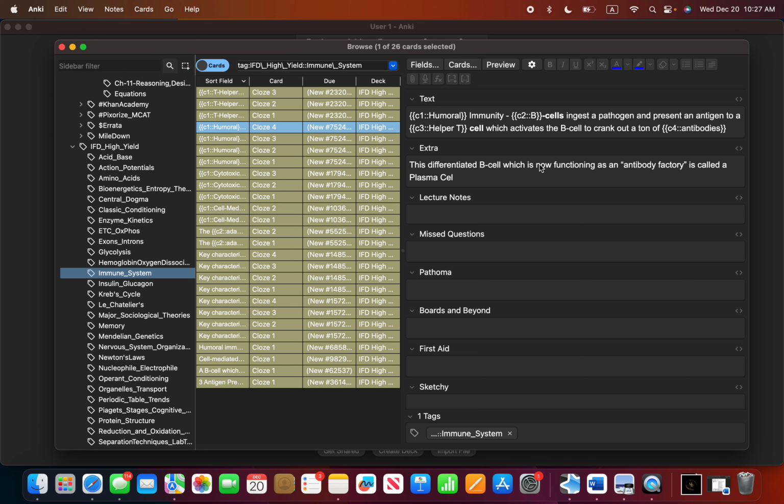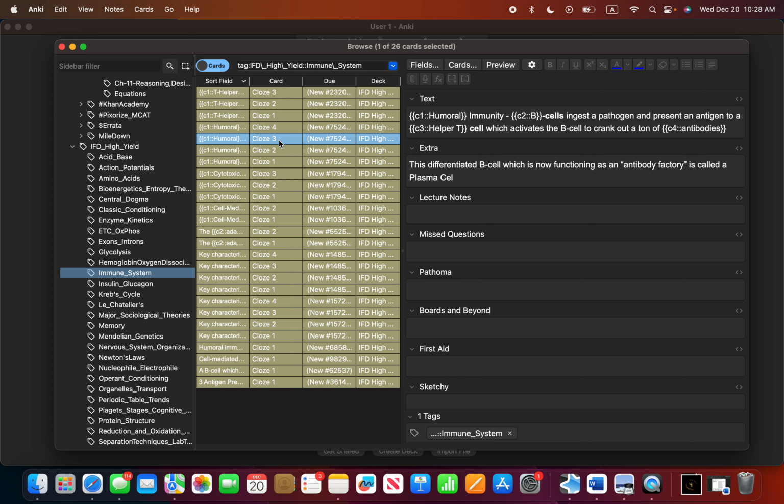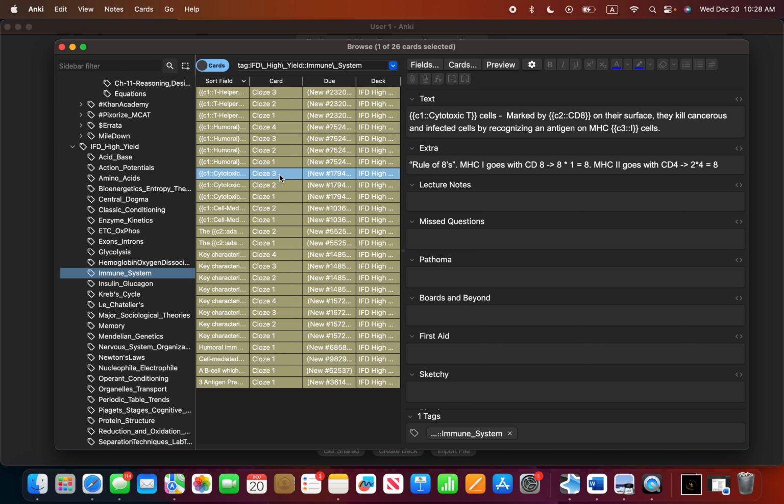And this differentiated B cell, which is now functioning as an antibody factory, is called a plasma cell. Nice. So if they ask you what is a plasma cell, you know that it's a B cell that has changed its function and is now an antibody factory. Cool. Easy peasy. You have 4 different clauses for this one.